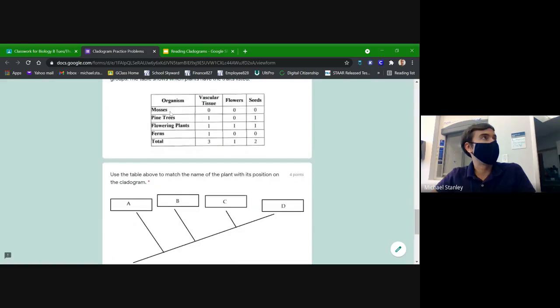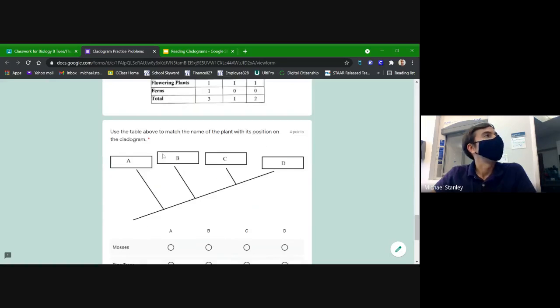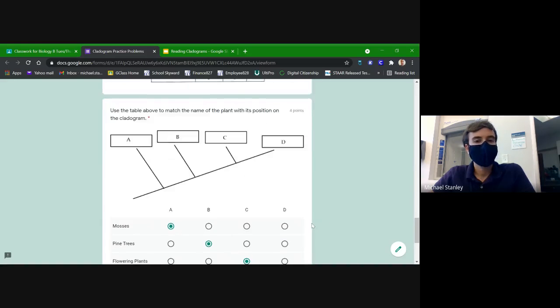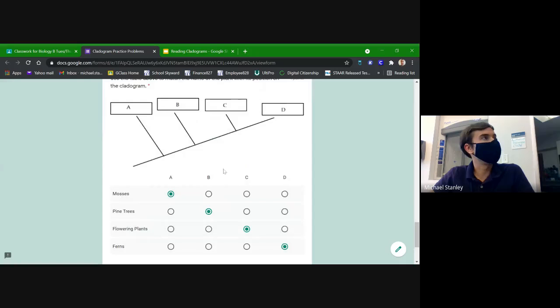So based on this little table right here, which again should hopefully look a little bit similar to what we were doing today, I want you to make me a cladogram. So fill in A, B, C, and D on the cladogram and on our little diagram down here. Which one of these do you think represents mosses? Which one represents pine trees? Which one represents flowering plants? And which one represents ferns? And so you'll match the name of the plant with where it should go on the cladogram.